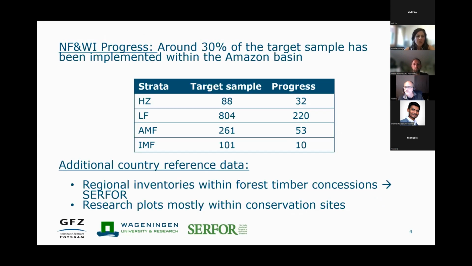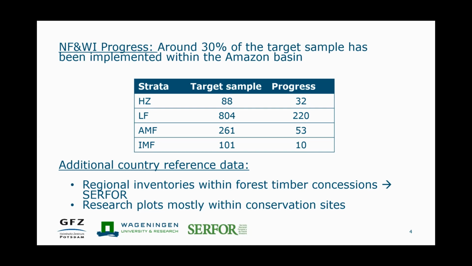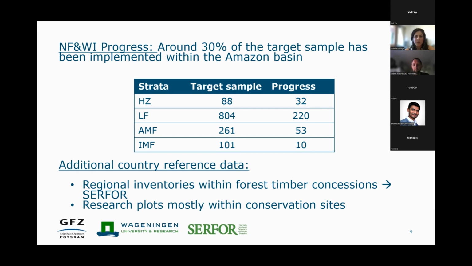The National Forest Inventory in Peru has progressed around 30% of the total sample. They have a sample array implemented within the Amazon basin, as you can see there, with the information for each of the strata. But in addition to this reference data available for Peru, there are some other regional or local inventories in charge of CERFOR, which are more within forest timber concessions. And additionally, there are some research plots, mostly within conservation sites, that include plots that are larger in size.